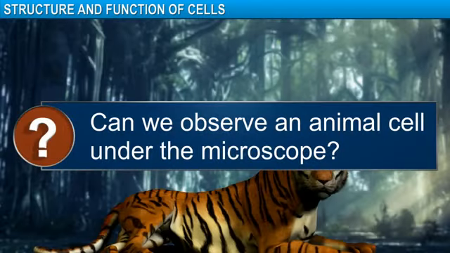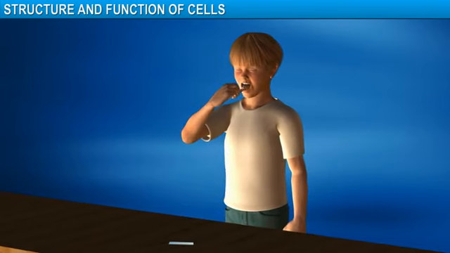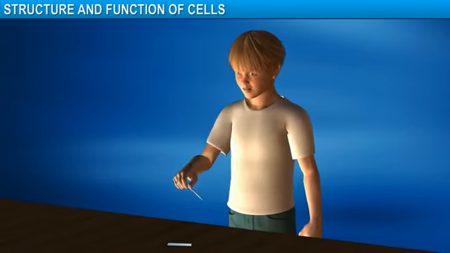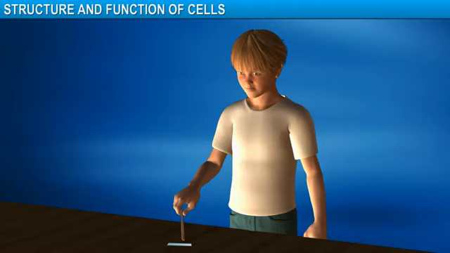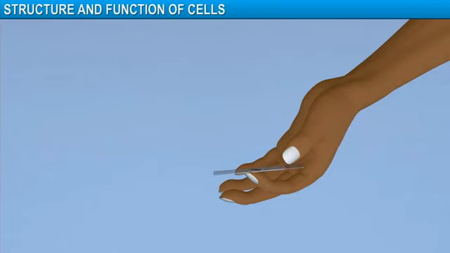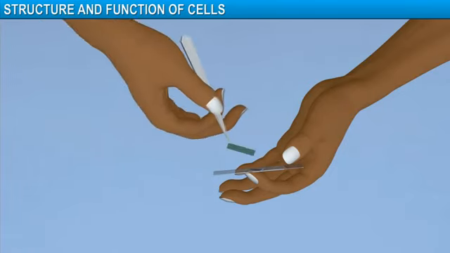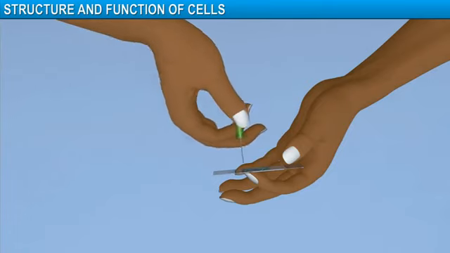Can we observe an animal cell under the microscope? To do so, collect a human cell by gently scraping the inside of the cheek using a toothpick. Here is the toothpick with the human cells. Let's place the scraping on a slide and add a drop of water to it. Now, add a drop of methylene blue and place a cover slip over it.